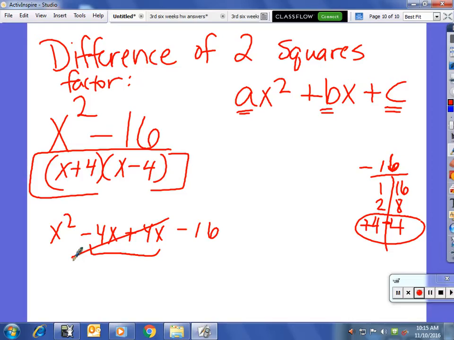Okay, so keep in mind what our question looked like and what our answer looked like, because I am going to allow you to do a shortcut on these problems. Yes, we're going to do that in a minute.